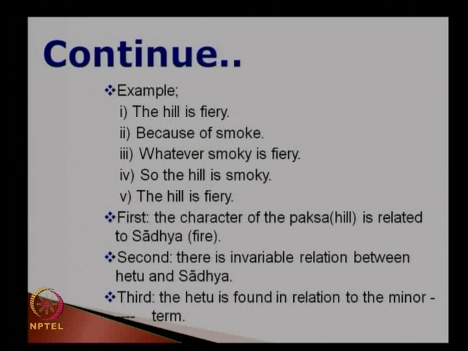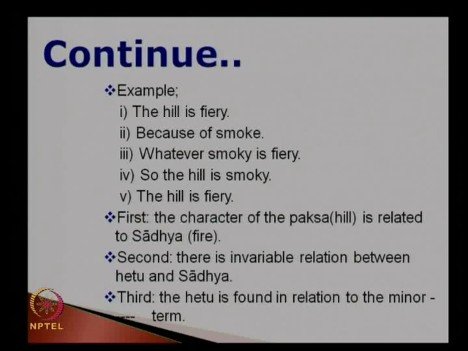The third time, they are saying that the Hetu is found in relation to the minor term. Lastly, you conclude that because of this I am inferring fire on the hill. So therefore they explain there are 3 times a Hetu is to be observed. As a result, this Tritiya Linga Paramarsa plays a nimitta cause, or proximate cause, to have an inferential knowledge.